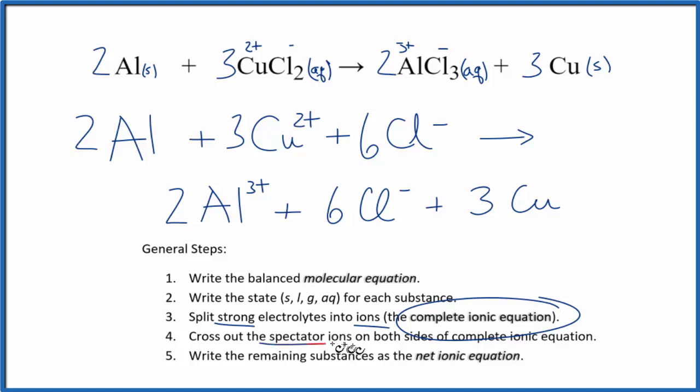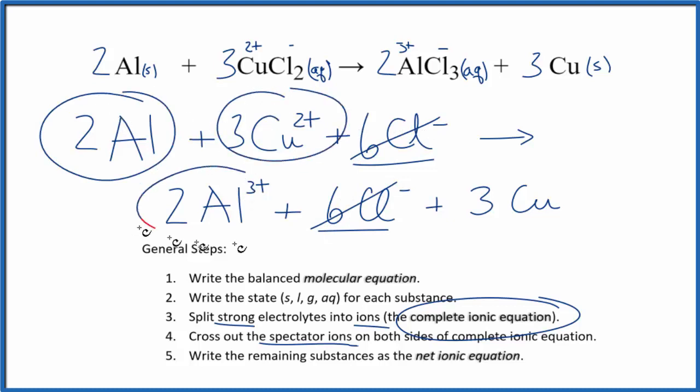Now we can cross out spectator ions. These are ions that appear on both sides. So we have aluminum here, but this is aluminum 3 plus, so we can't cross those out. 3 copper 2 plus, nope. But look at this, we got the 6 chloride ions on the reactants and the products. We are going to cross those out. And that'll leave us with the net ionic equation, which are these compounds here. Let me clean this up a little bit, write the states in, and then we'll have our net ionic equation.